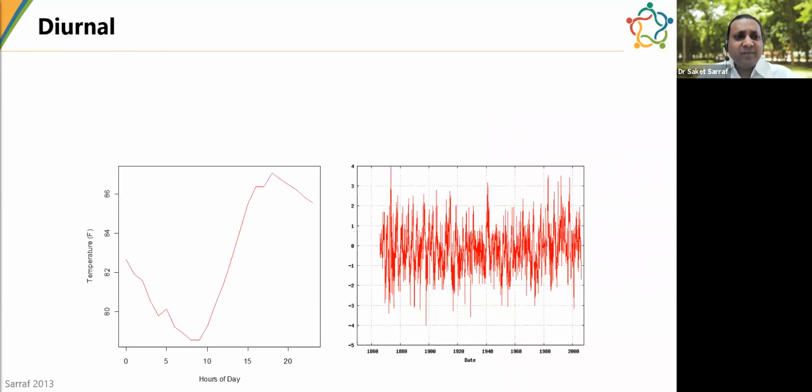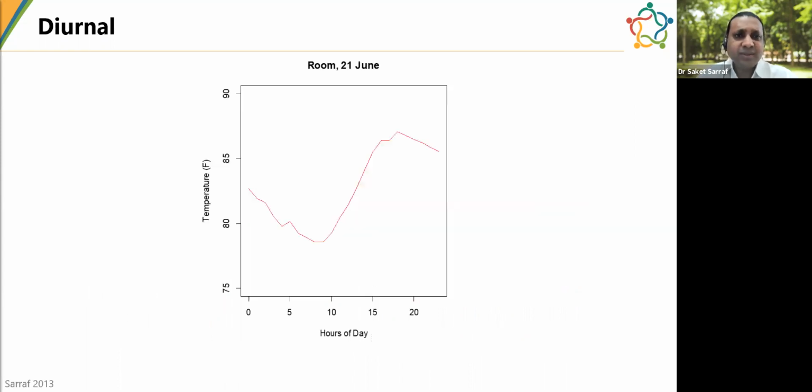So let me start with the simplest visualization. You have the hourly temperature data for the whole year, 8760 hours. Here I'm just looking at the data for a day, say 24 hours, and looking at what is happening between morning and evening. So this is the simplest graph that you can do, right?